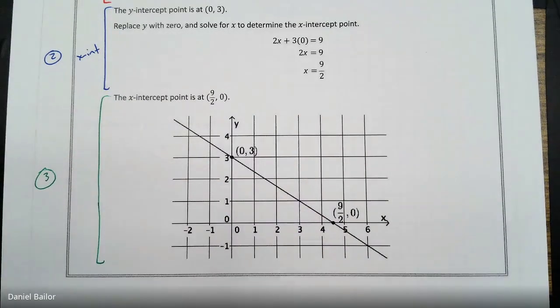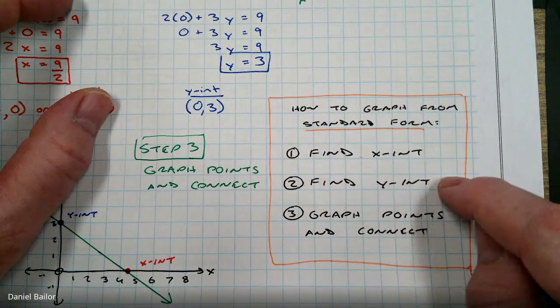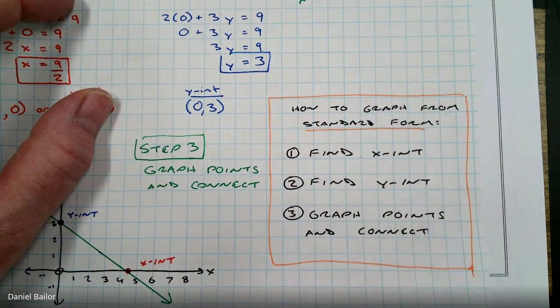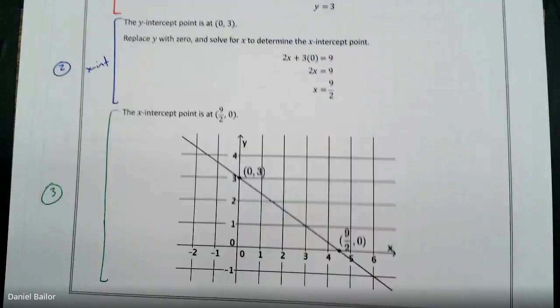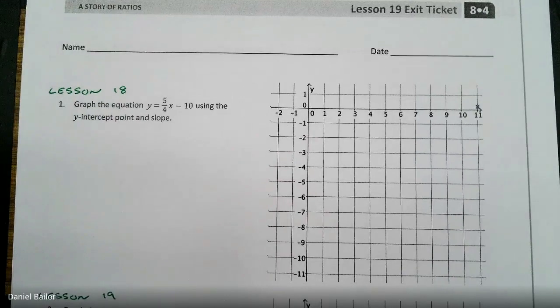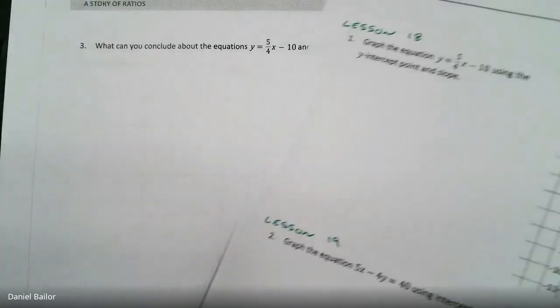So the lesson summary is exactly what I gave you in the little corner of my example. How to graph: find the x-intercept, find the y-intercept, graph the points, and connect. That's the lesson summary right there, just a little bit shorter than page 234. After page 234, you'll see page 235, which is the exit ticket. Don't worry about that right now. We'll shuffle that to the end, and the exit ticket actually continues on page 236.